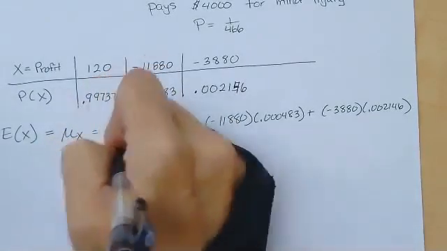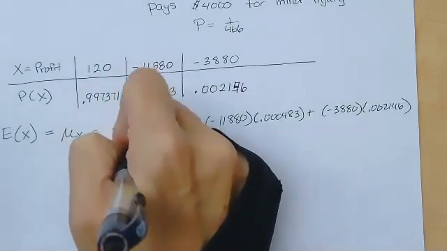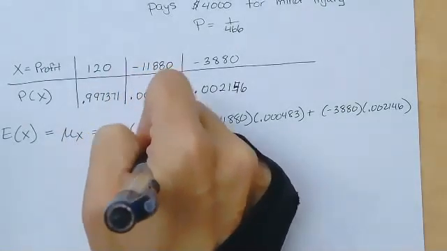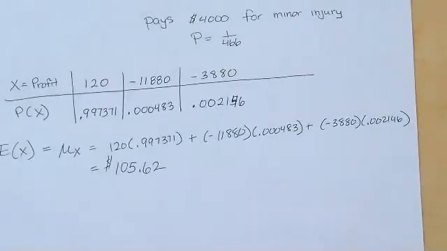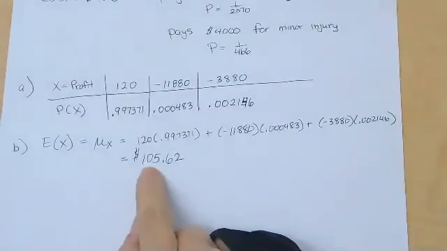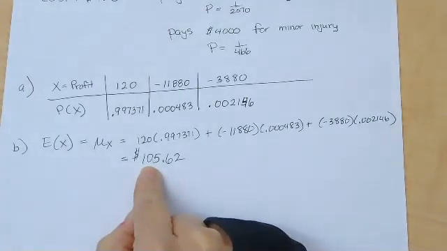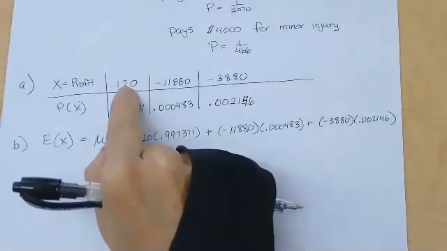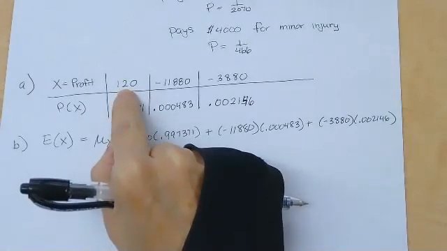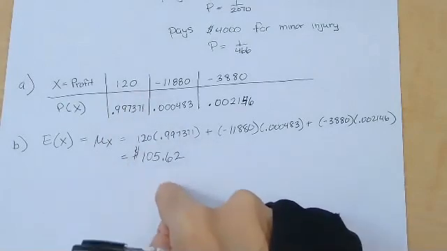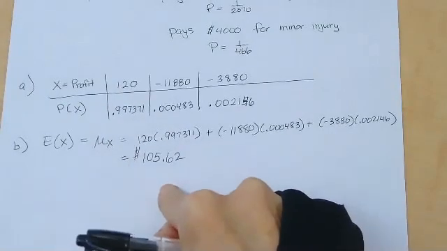So $105.62. This is in dollars because that's their expected profit. So overall, this company profits $105.62 for every policy they sell. Okay. They have to calculate this because that's how they determine how much they're going to charge for their policy. If they charge too little for their policy, they'll end up with a negative profit here and they'll go out of business.